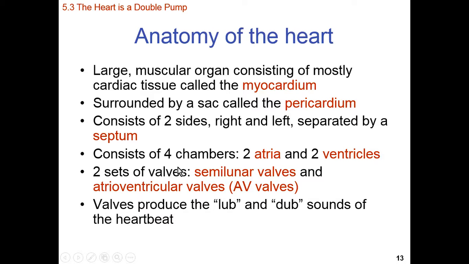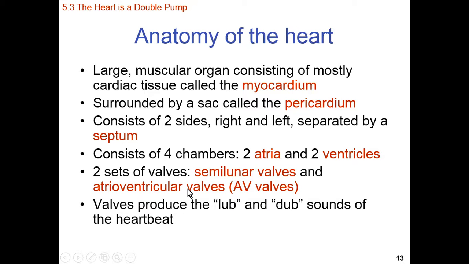Now, the main kind of tissue that makes up the heart is called cardiac muscle tissue. And sometimes this is also referred to as myocardium. Myo is a prefix meaning muscle, cardium or card meaning heart, or cardio meaning heart. So this word literally means the muscle of heart, or heart muscle.